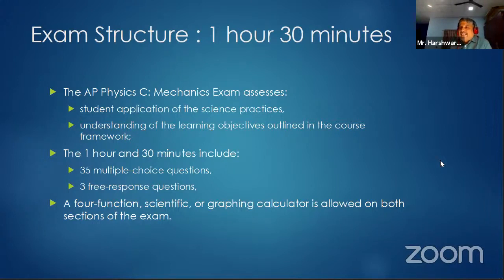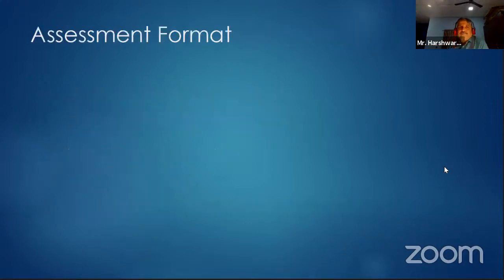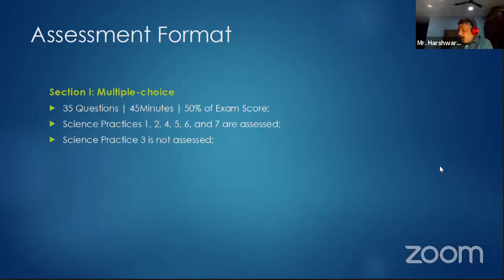So do anticipate some difficult calculation-based problems as well, because they are allowing you the luxury of the graphing calculator to go with it. The assessment format of the exam, Section 1: if we get into the details of that section, you have, as I said, multiple choice type questions, 35 of them, and the time allocated is 45 minutes.